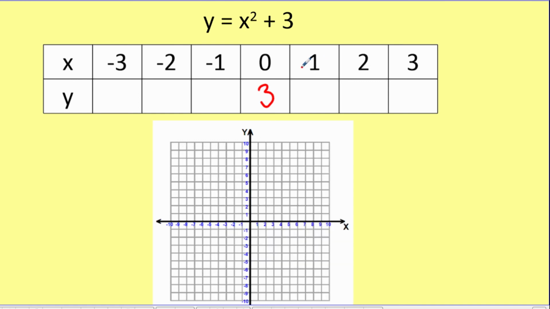1 squared. So x is always going to be the number above. So for this one, this is going to be 1 squared plus 3. 1 squared is 1, plus 3 is 4. The next one is going to be 2 squared, which is 4, plus 3, 4, 5, 6, 7. Okay. So it does help if we write down the steps as we go. 3 squared is 9, plus 3 is 12. Okay, 3, 4, 7, 12.